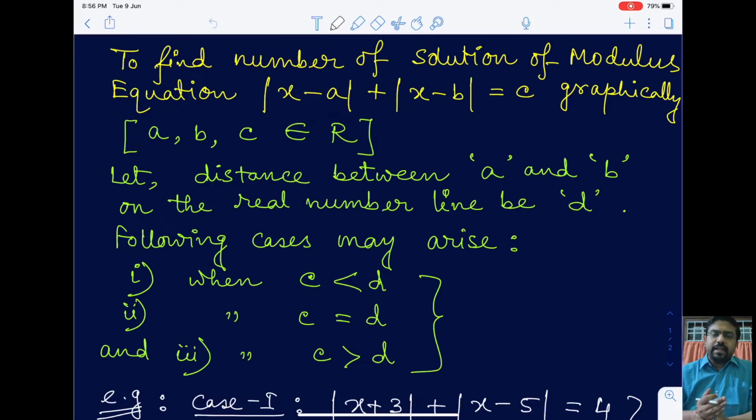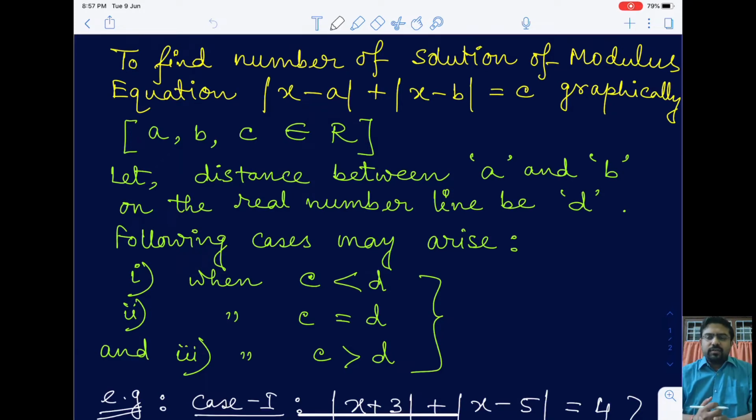From the basic algebraic definition of mod x, we can consider separate regions for x, based on the concept that mod x equals x for x greater than or equal to 0 and equals minus x for x less than 0. Based on that concept we can find the number of solutions, but that will take a lot of time. So to save time, to find the number of solutions graphically, we can apply the distance concept of the modulus.